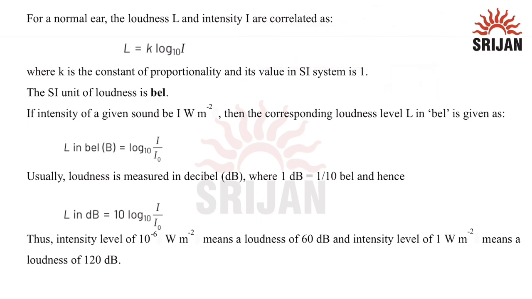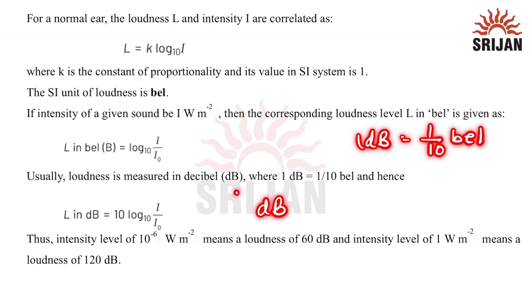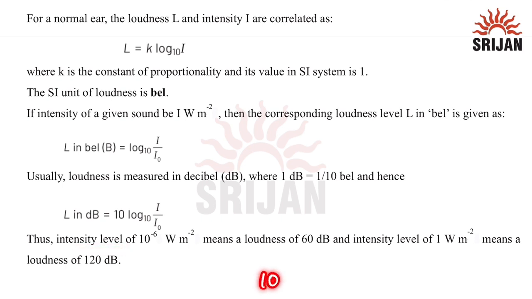The SI unit of loudness is the bel. If the intensity of a given sound is I watt per meter square, then the corresponding level of loudness in bel would be log base 10 of I upon I naught. Usually the loudness is measured in decibels, and we know that 1 decibel is equal to 1 upon 10 bel. So if I want to calculate the loudness in decibel, then it would be 10 log base 10 of I upon I naught. Thus, we can say the intensity level 10 raised to the power minus 6 watt per meter square means a loudness of 60 decibel, and intensity of 1 watt per meter square means a loudness of 120 decibels. I hope this topic is clear to you.